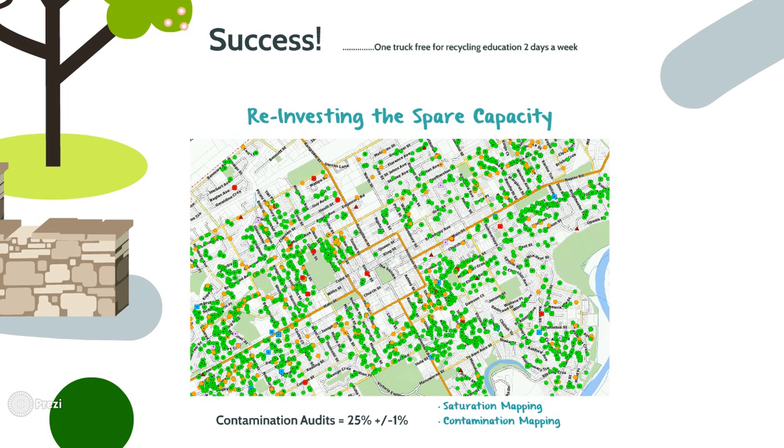So one of the things that happened kind of at the same time as all of these changes was a contamination audit down at the recycling plant, which told us that we had about 25% contamination there. So we've chosen to take that spare capacity we've managed to create, that one truck available 2 days a week, and do some recycling education with hotspots. Now to get that we have to get the data.